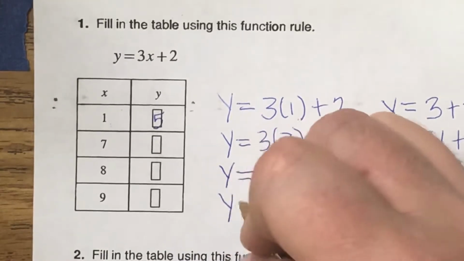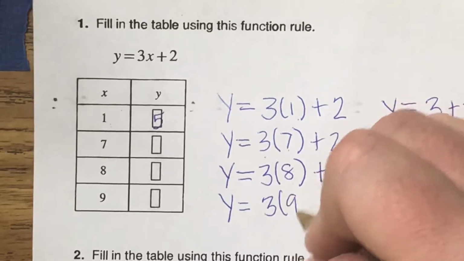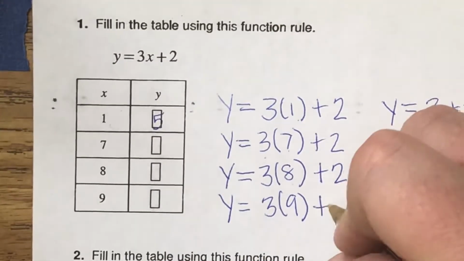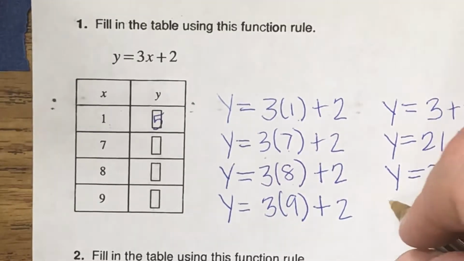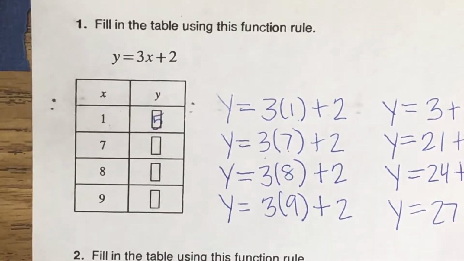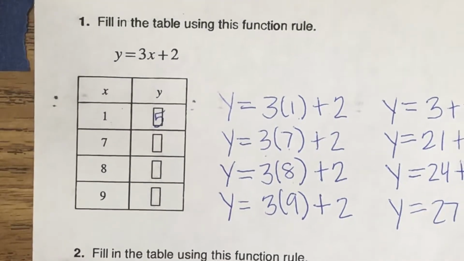And the last one, y equals 3 times 9, I'm putting that in for the x, remember, plus 2, and then y equals 3 times 9 is 27, plus 2, or y equals 29. That's problem 1.